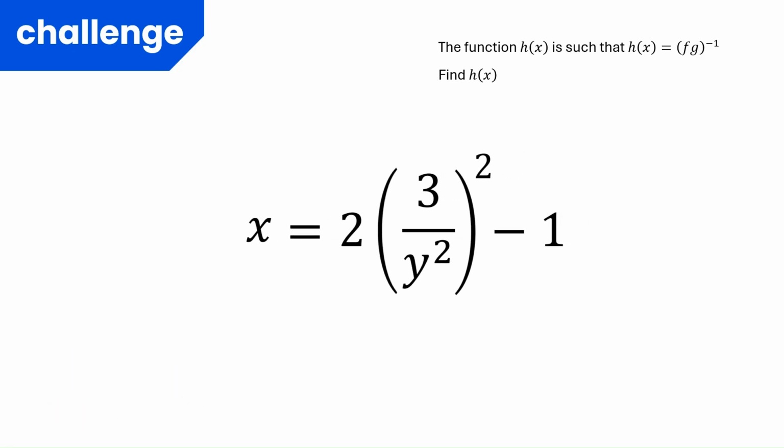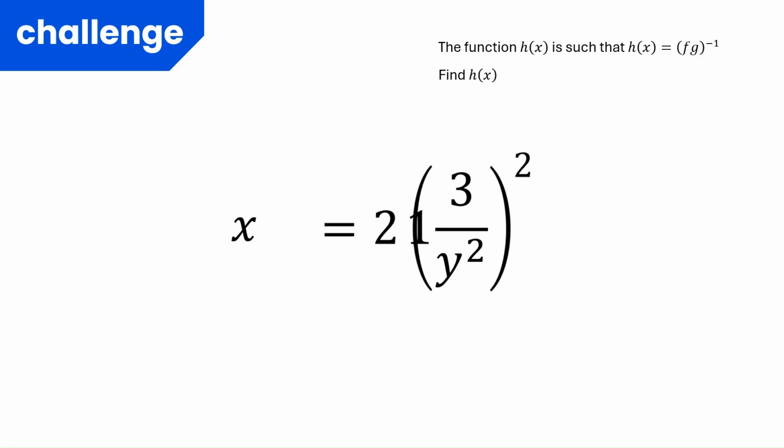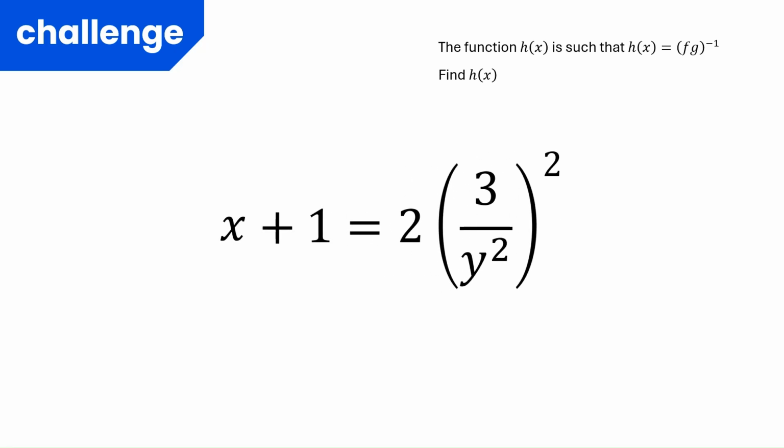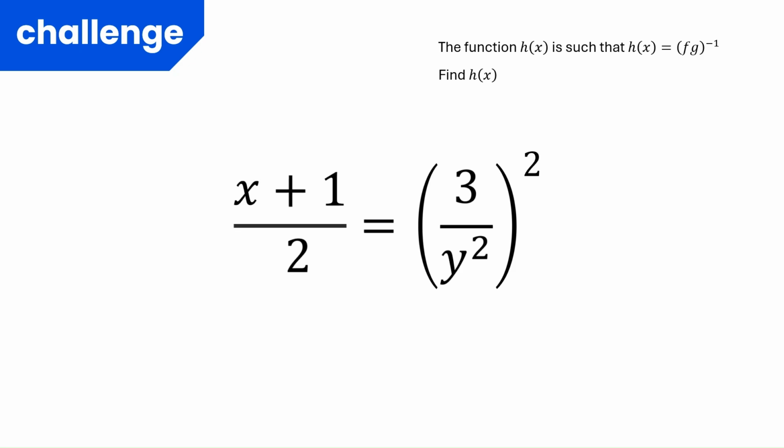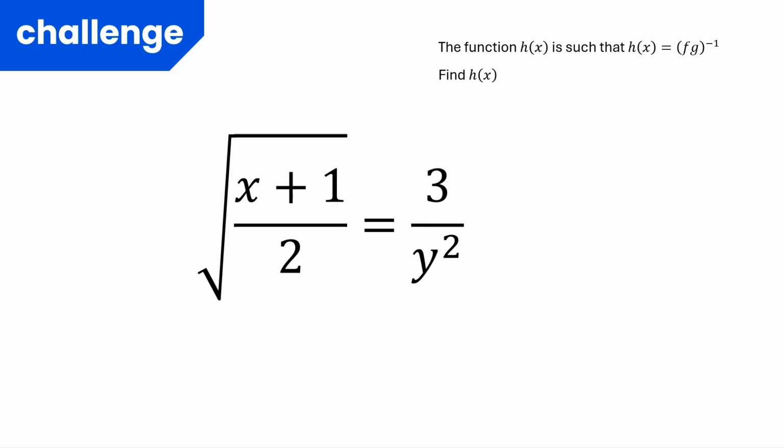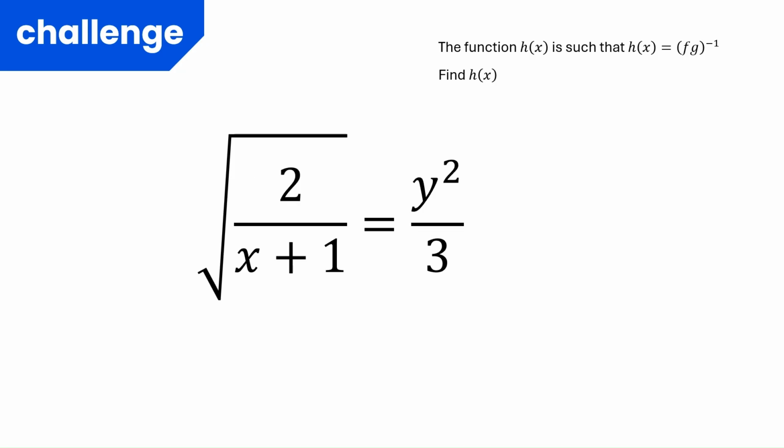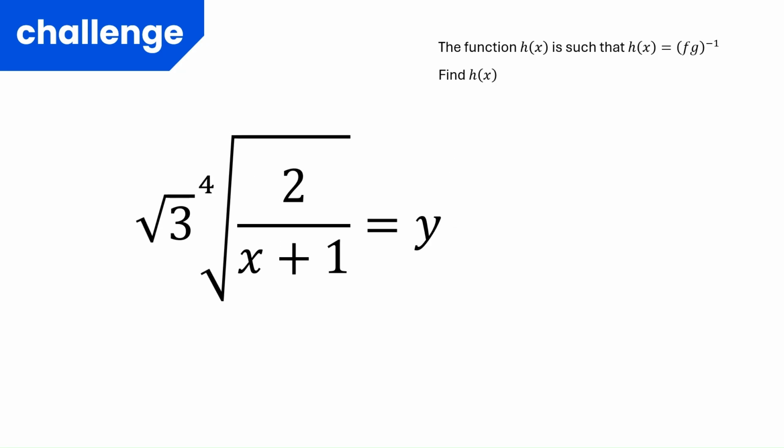Now the algebra is going to get pretty tricky here. So we'll start by moving that minus 1 over to the other side of the equation. We can then divide both sides by 2 and then square root. Now, on the right hand side we have the y squared on the denominator, so we're going to need to take the reciprocals of both sides. Basically, we're going to just flip both fractions. And then finally we can times both sides by 3, and then take the square root again.